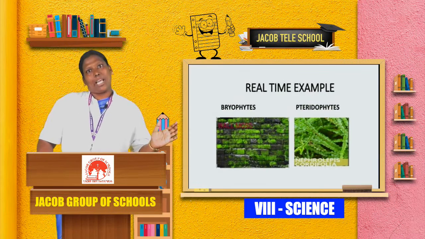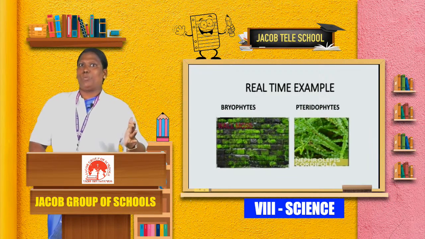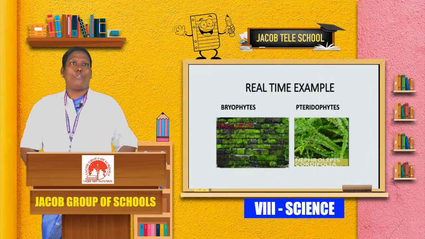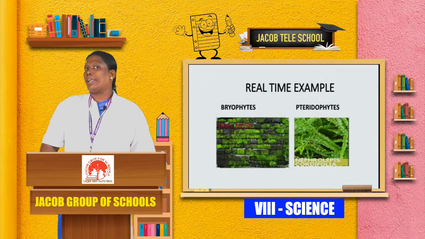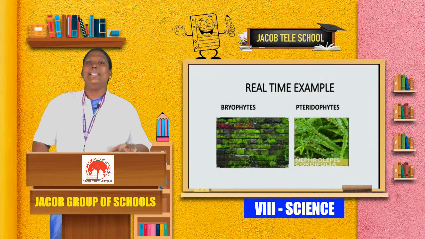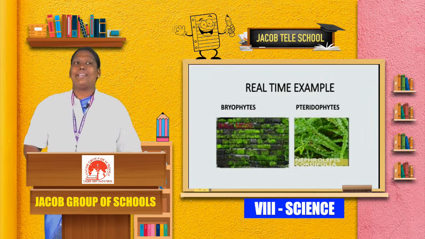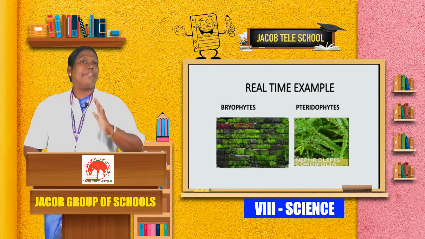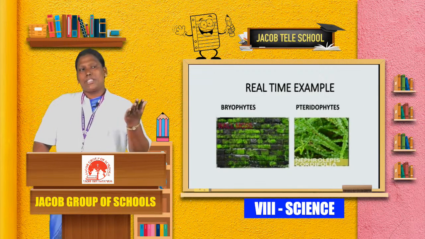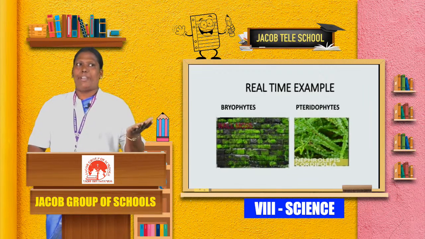So bryophytes are more advanced than algae and fungi, and pteridophytes are more advanced than bryophytes. I think this real-time example will help you understand where these plants are found in nature. Nephrolepis is available everywhere in nurseries. This wall moss we also see everywhere.